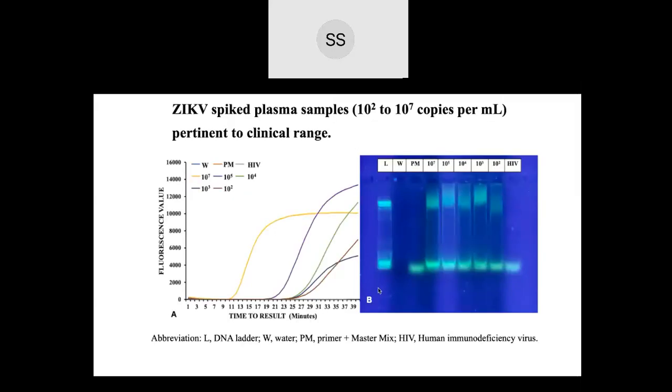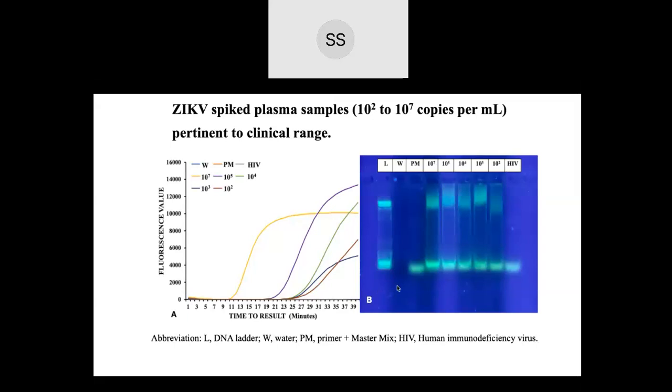After the sensitivity and the specificity tests, we further spiked the propagated target into human plasma samples with different concentrations from 10 to the power 2 to 10 to the power 7 copies per mL.